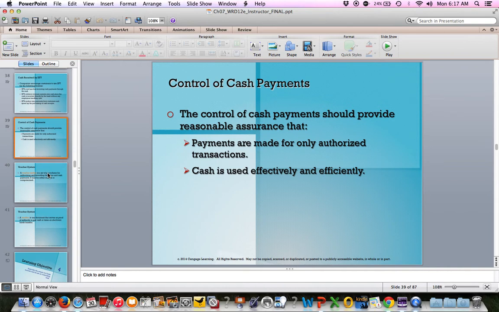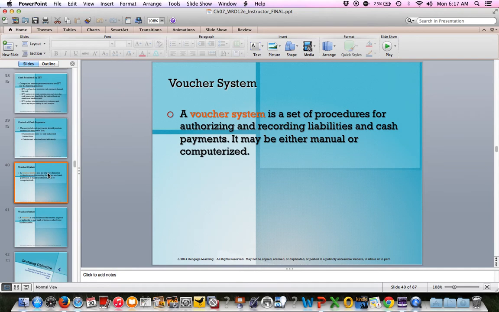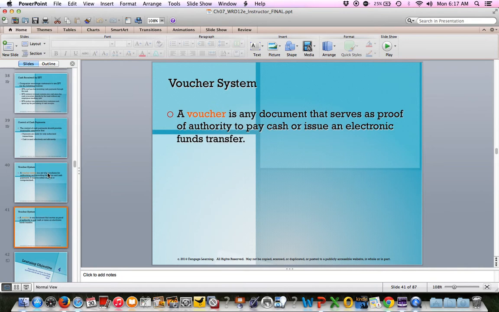Control of cash payments now. So let's focus on the payment side. Basically making sure that we're only paying authorized transactions and that cash is used effectively and efficiently. Some businesses use what they call a voucher system, which is a set of procedures set up to authorize the recording of liabilities and cash payments. Of course, it could be manual or computerized. Not everybody does it that way, but some businesses do. A voucher is some kind of a document that serves as proof, with some kind of authorization, so somebody or some people have signed off on it, that authorizes a payment to be made.